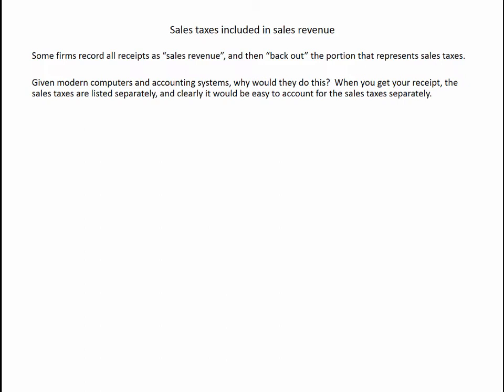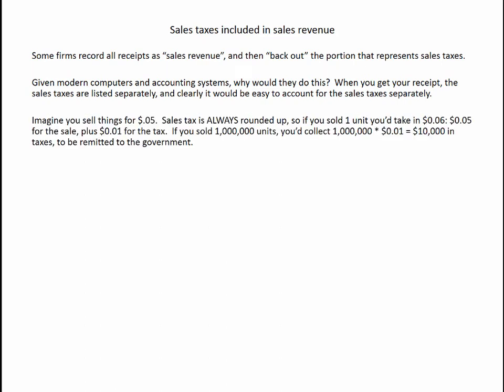The strength and power of modern computer systems is such that there's really no reason to do this. But there is a financial reason. Imagine you sell things for a nickel. Now, sales tax is always rounded up. So if you sold one unit for a nickel, for 5 cents, you'd take in 6 cents: 5 cents for the product plus a penny for the sales tax.